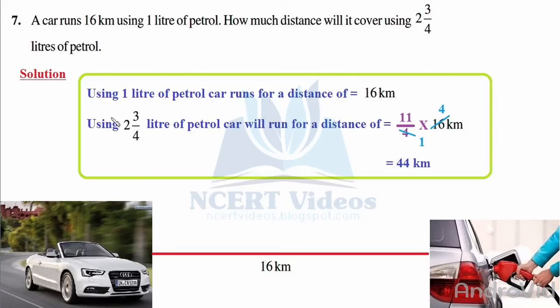So we have to convert 2 and 3 by 4 into a simple fraction. So 4 2s are 8 plus 3 is 11. Therefore 11 over 4. Now it is simply a matter of multiplying it with 16. It is a unitary method, you know it. 1 4 is a 4, 4 4s are 16. So a whole number came, no fraction. It is 44 kilometers. So it will go 44 kilometers.